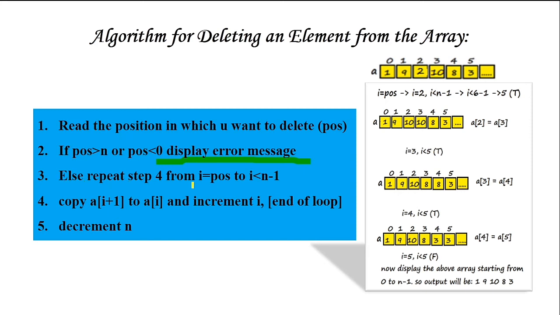Else, what you need to do? You need to set I is equal to position, while I is less than or equal to n minus 1. So you are starting from I is equal to position. Now what you are going to do is copy A of I plus 1 to A of I. It is vice versa of your insertion operation. In the insertion operation, the left element is shifted to the right, and you insert the element at the left position. But in the deletion operation, you delete the particular element and then shift the right elements.